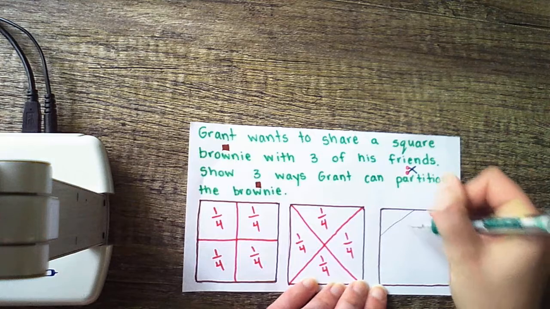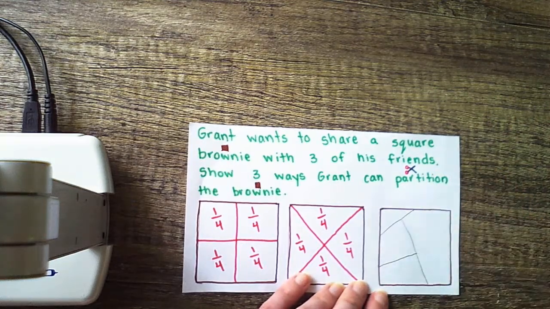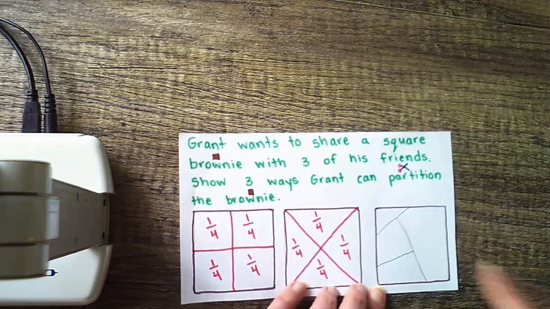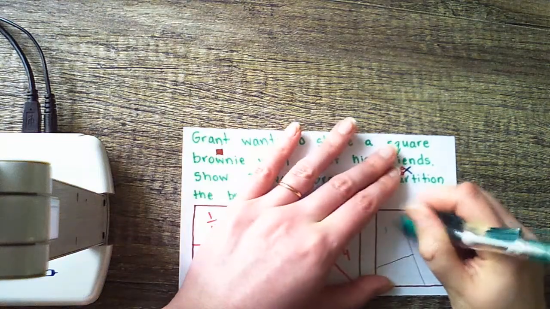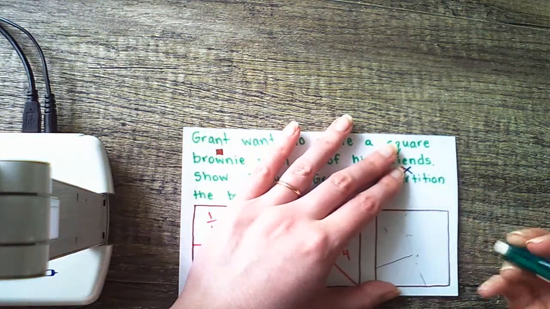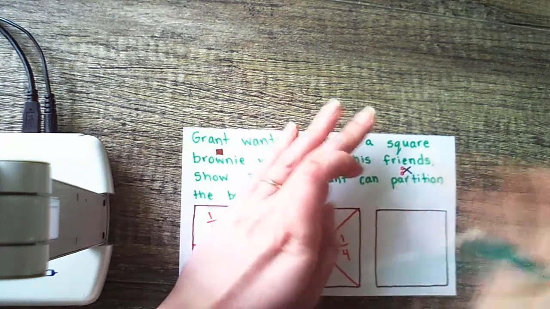pieces. 1, 2, 3 cuts, 1, 2, 3, 4 pieces. But that wouldn't be fair. Nobody would want to get this little itty bitty baby piece in the corner. Somebody definitely wants this huge piece, but that wouldn't be fair. We need to make sure that we're partitioning in fourths, so that way everybody gets the same size piece.